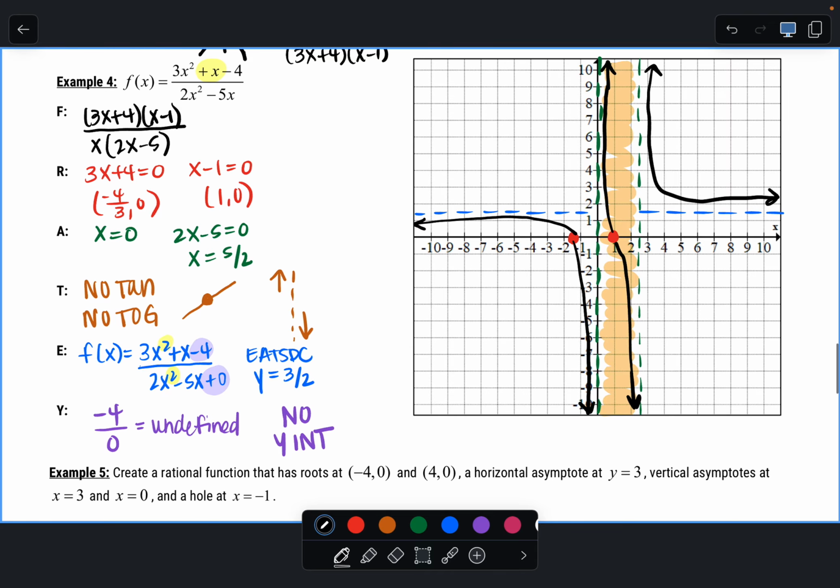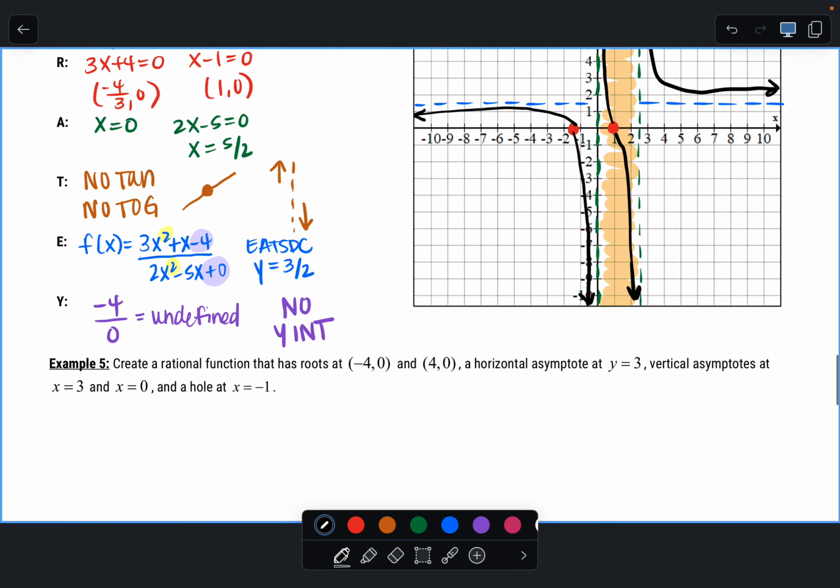A couple of shapes just to give you a basis for your middle section. It can look like a cubic. It can look like a quadratic. Those are the two common ones we see. Okay. Questions about our graphing? All right, let's look at example 5.